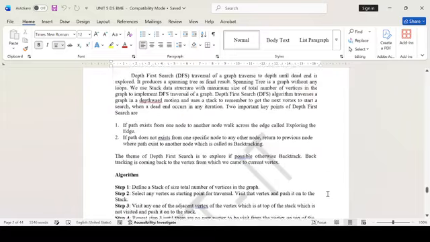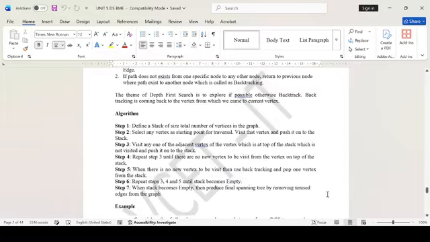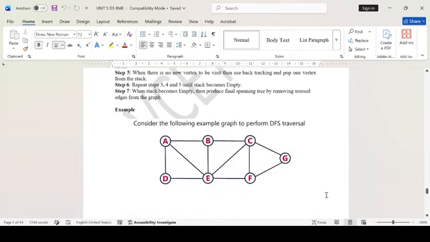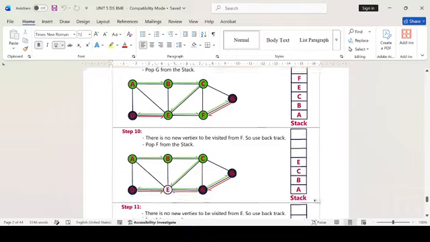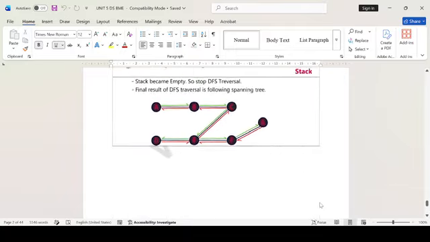Then depth first search. The same concept, but we implement depth first search using the stack data structure. So this is about trees, tree traversals, and the types of trees and everything. Thank you.